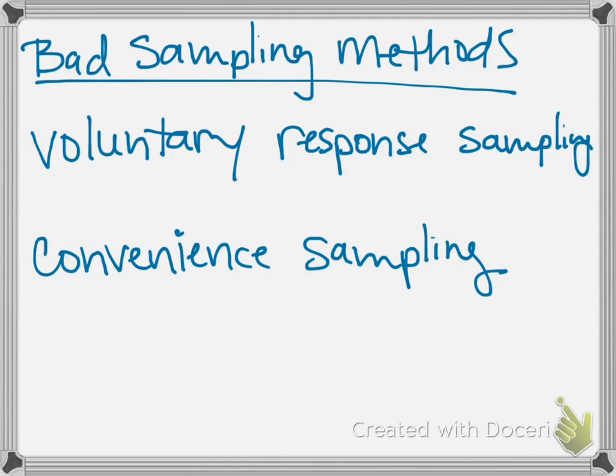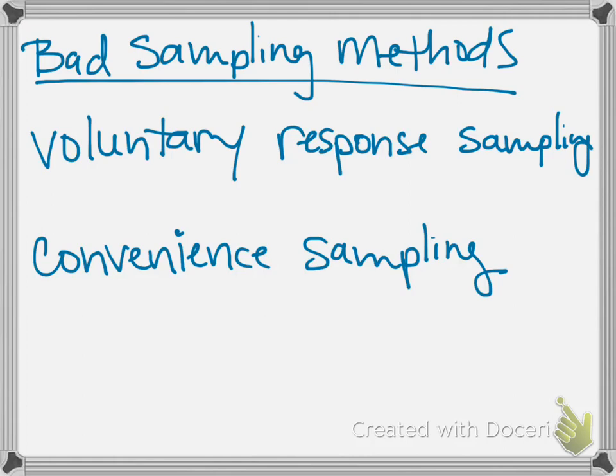Voluntary response sampling is exactly what it sounds like. Someone is volunteering to respond to your survey or whatever sort of data you're trying to collect. Perhaps that means that you've posted an online poll and you want people's opinion about, maybe, an upcoming election. Because you're just posting it online and seeing who responds, you're not necessarily going to get a very accurate picture of what the overall population's opinions are, because you're only going to get responses from people who actually care enough to respond to your poll.